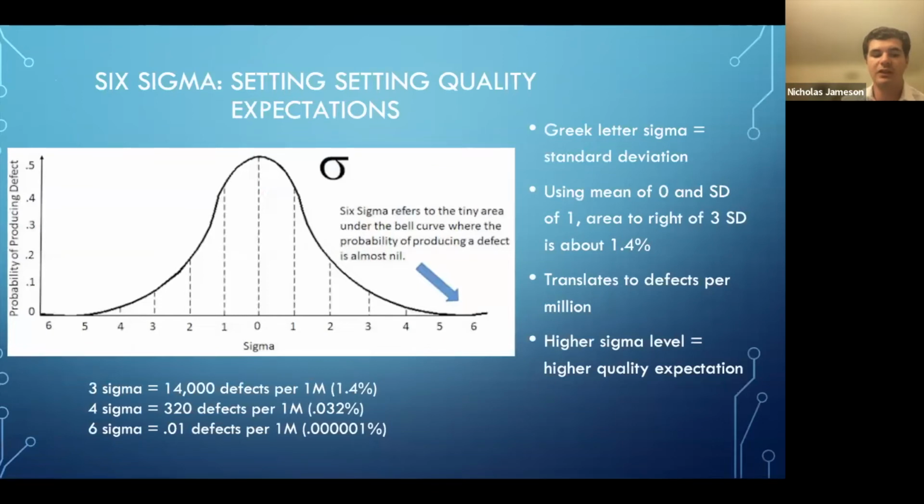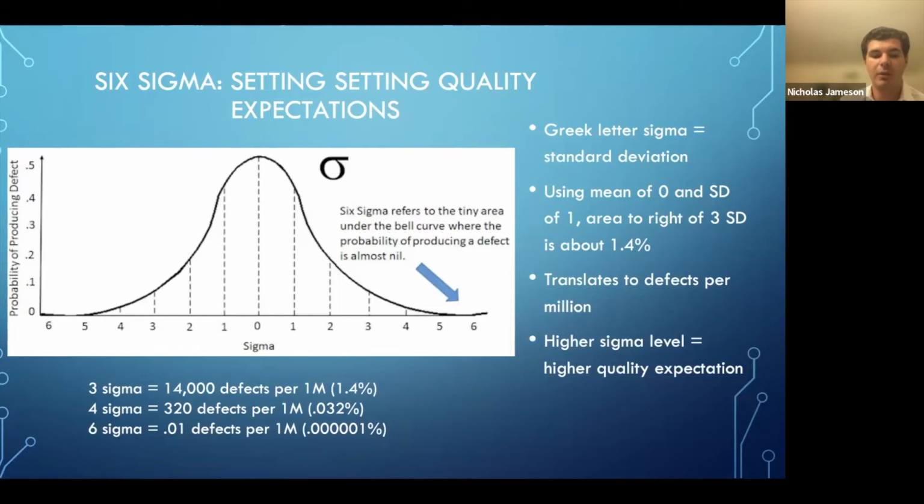So in statistics, the Greek letter sigma stands for standard deviation, which is the measure of dispersion of a set of observations around the mean. We can use a standard normal curve with a mean of 0 and standard deviation of 1 to represent probabilities. For example, the area to the right of +3 standard deviations, aka 3 sigma, is very small, approximately 1.4%.